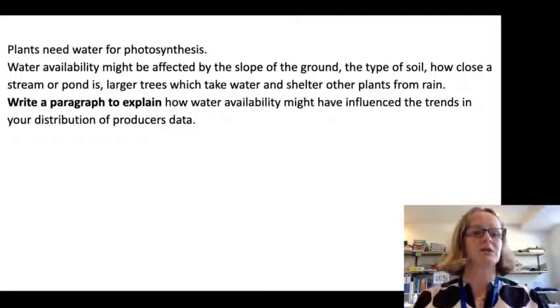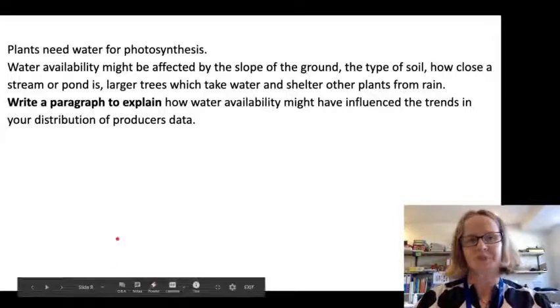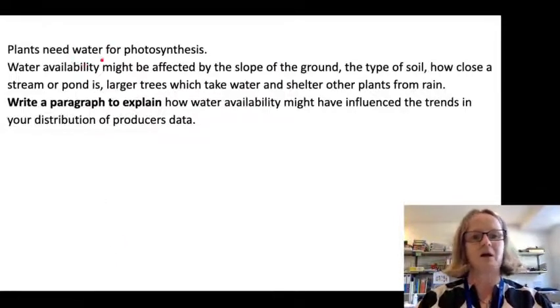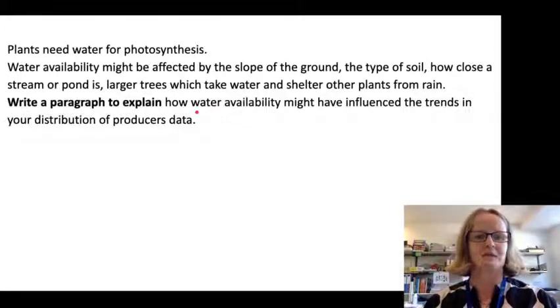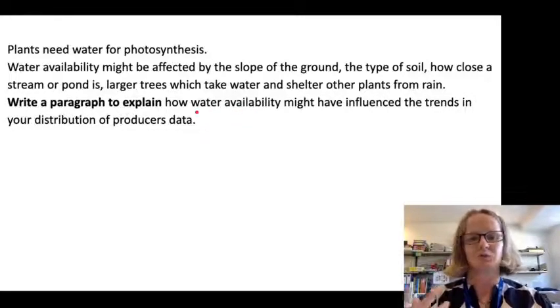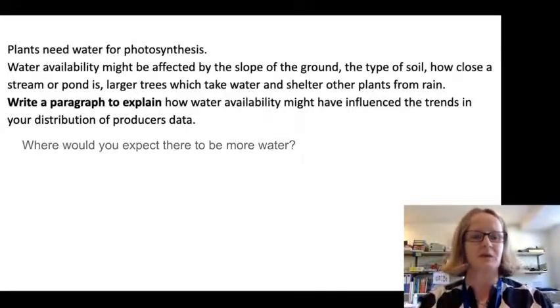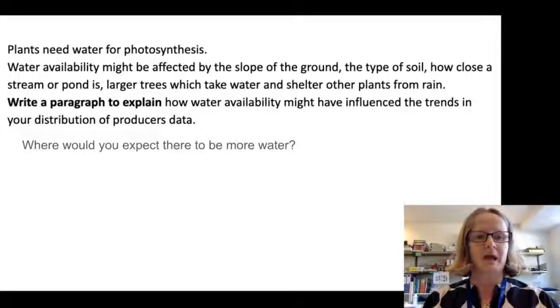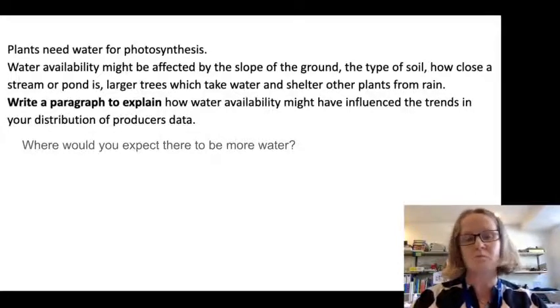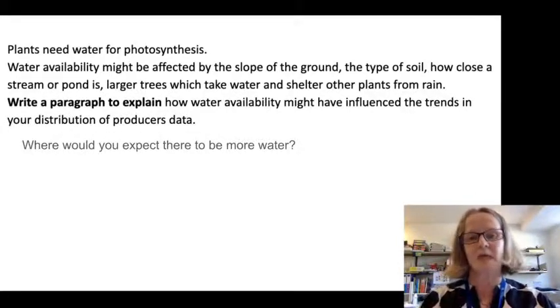So lower down on page 9, it talks about water. Okay, plants need water for photosynthesis. So now you're going to write a paragraph to explain how water availability might have caused the trend or the pattern that you saw in your plants as you were looking at your ecosystem. So this time, have a think about when you're explaining, explain where you think there might be more water. And in the ecosystem that we were looking at, we had a stream at the bottom of the slope. So you might want to comment on that.